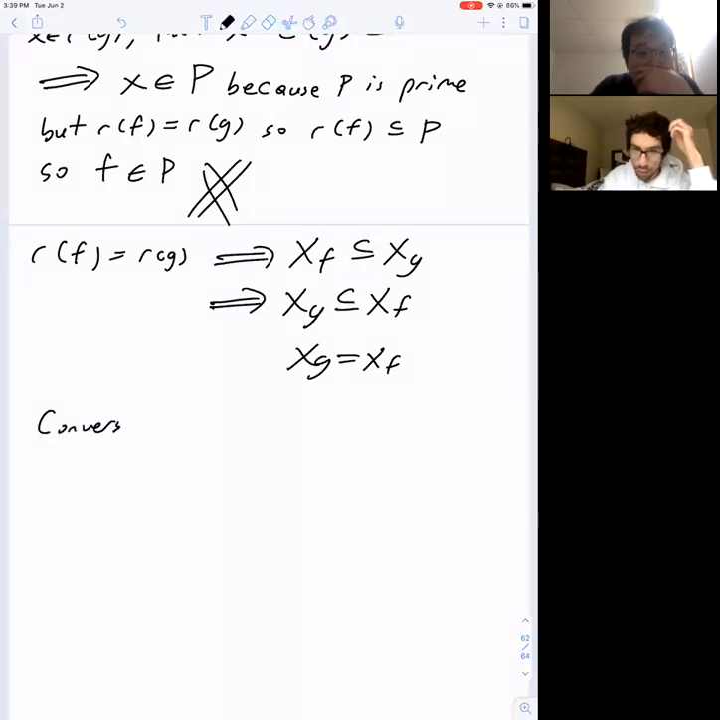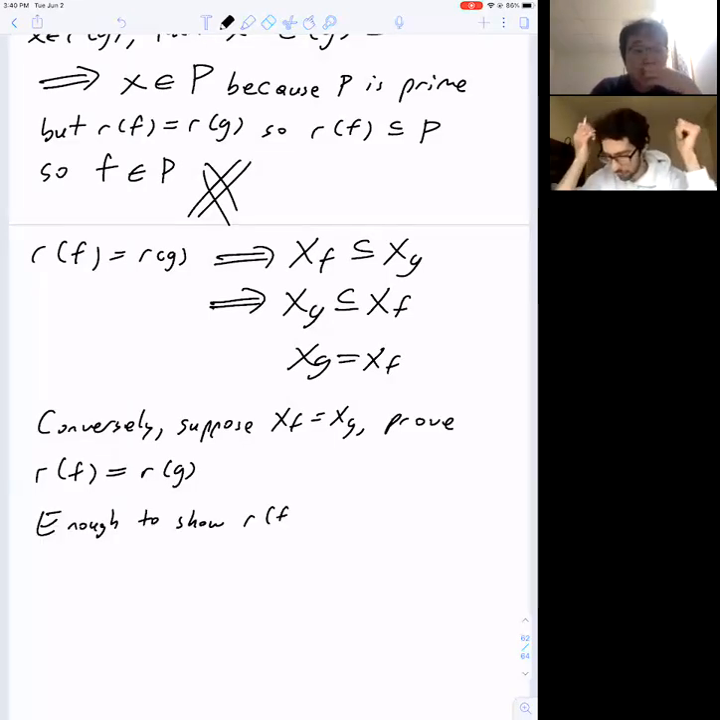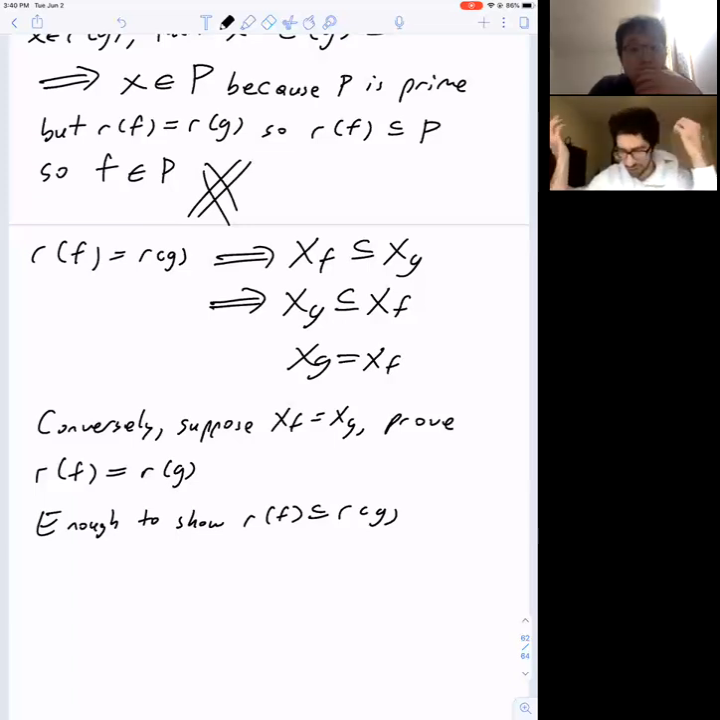Conversely, I want to say that, suppose x sub f equals x sub g. I need to prove that the radical of f equals the radical of g. So it is enough to show that the radical of f is contained in the radical of g, because f and g are just different letters. Doesn't mean anything.